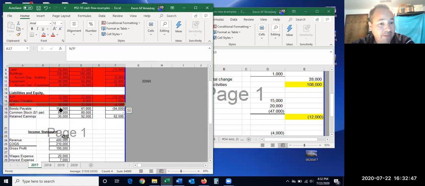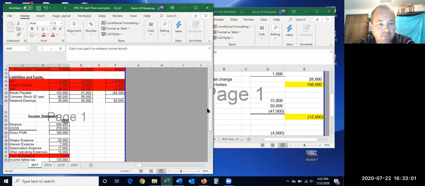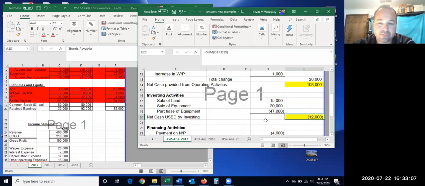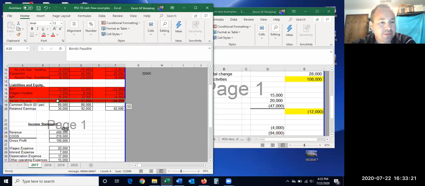Bonds, same kind of thing happened with bonds. My bonds went down by $94,000, and it tells me that cash was paid to redeem the bonds. All right, so if cash was paid, I can get rid of my bond number. I can put the bond now into my statement of cash flows for that $94,000. The redemption or payment of bonds, either one would be fine, the wording there. Now, common stock, no change. So if nothing happened here, I can just cross this one out, nothing to put on the statement of cash flows.